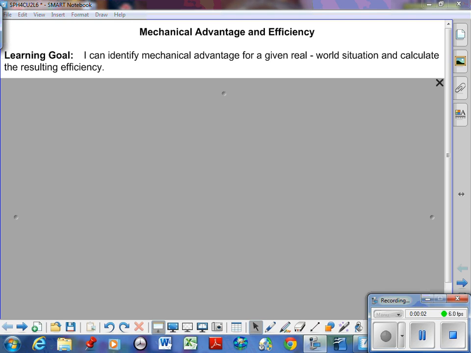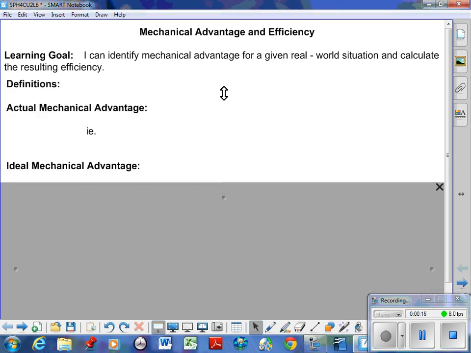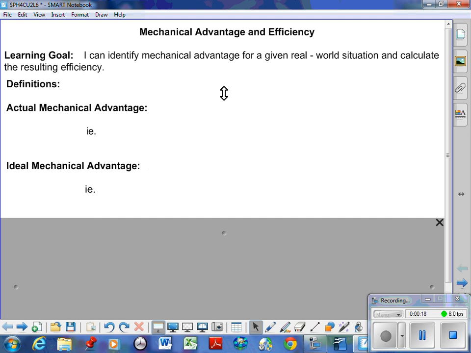Hello and welcome to the last lesson in Unit 2, Mechanical Advantage and Efficiency. So today, I want you to be able to identify mechanical advantage in given real-world situations and then be able to calculate the efficiency of it. So a couple of definitions before we get rolling here.